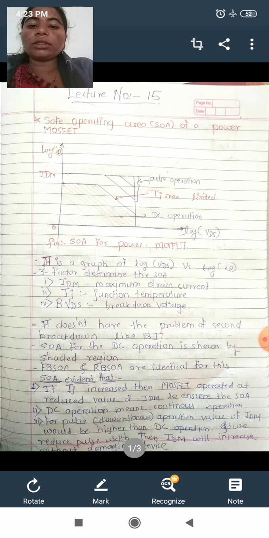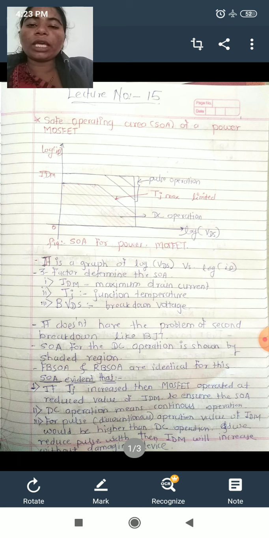Here it is the graph of log of VDS versus log of ID. VDS is nothing but the drain to source voltage, and the logarithm is taken of that VDS. And second is the log of ID. ID is nothing but the drain current, and the logarithm of this drain current is on the y-axis.